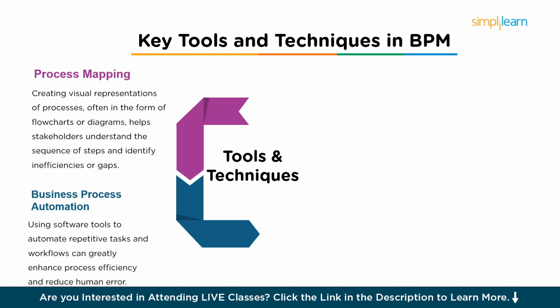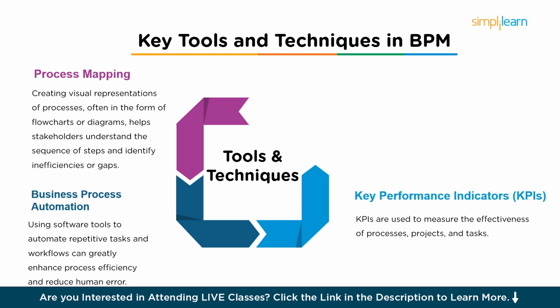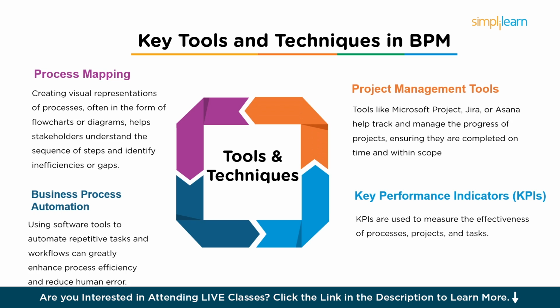Business process automation, BPA. Using software tools to automate repetitive tasks and workflows can greatly enhance process efficiency and reduce human error. Key performance indicators, KPIs. KPIs are used to measure the effectiveness of processes, projects, and tasks. By tracking these metrics, organizations can ensure they are meeting their business objectives and improving performance. Project management tools. Tools like Microsoft Project, Jira, or Asana help track and manage the progress of projects, ensuring they are completed on time and within scope.